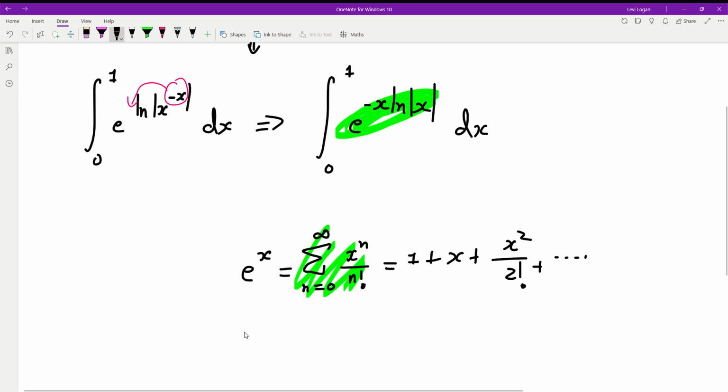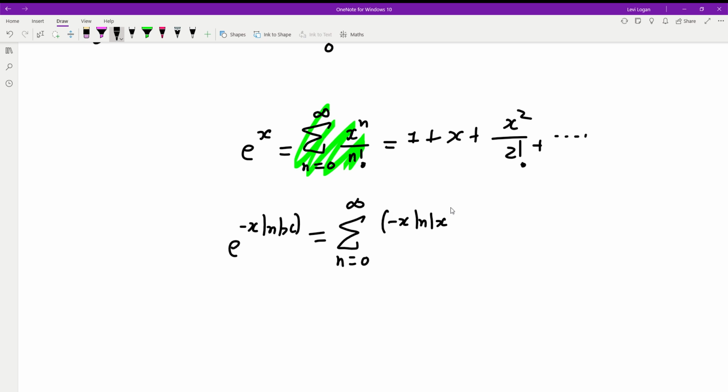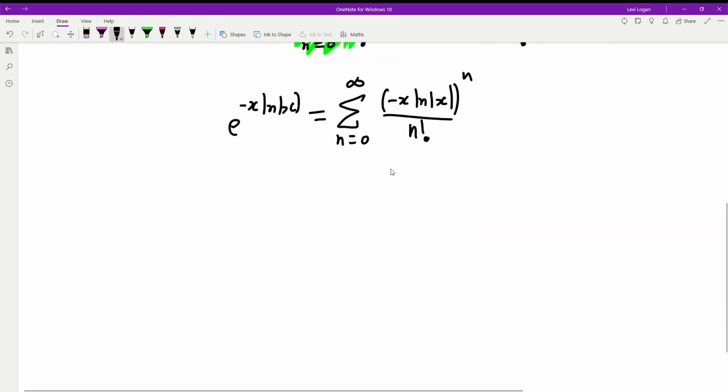So what I mean by that is if e to the x is this, that means e to the negative x natural log of x must be this, the infinite sum, just the discrete one, from n equals 0 to infinity, and then you just replace wherever the x is with this term here, so it'll be negative x natural log of x to the power of n, all on n factorial. Okay, that's written a bit funny. So we can rewrite our integral just using this.